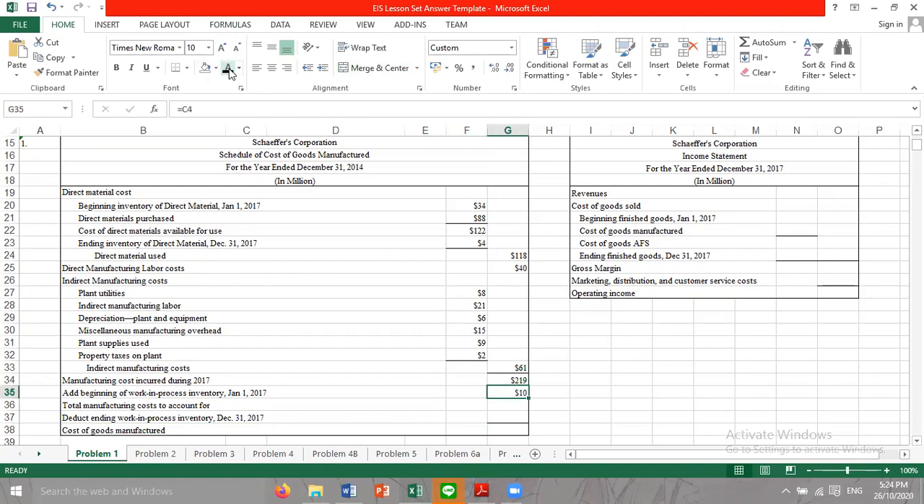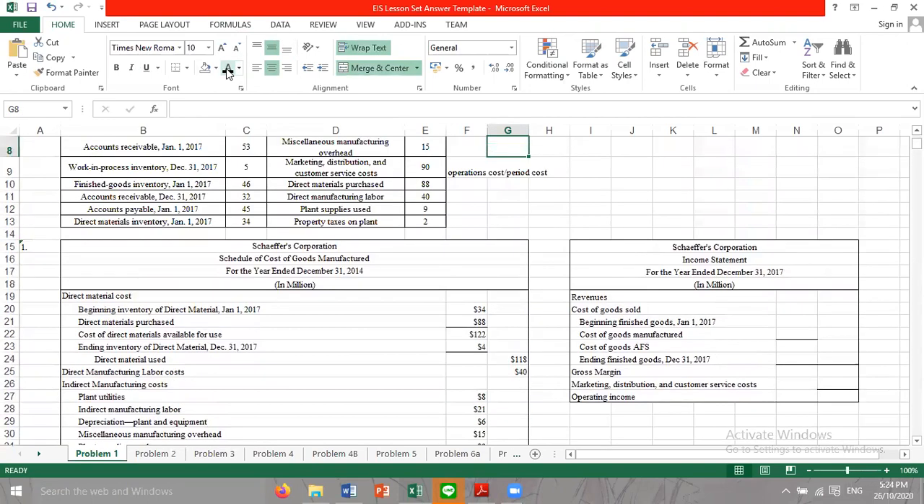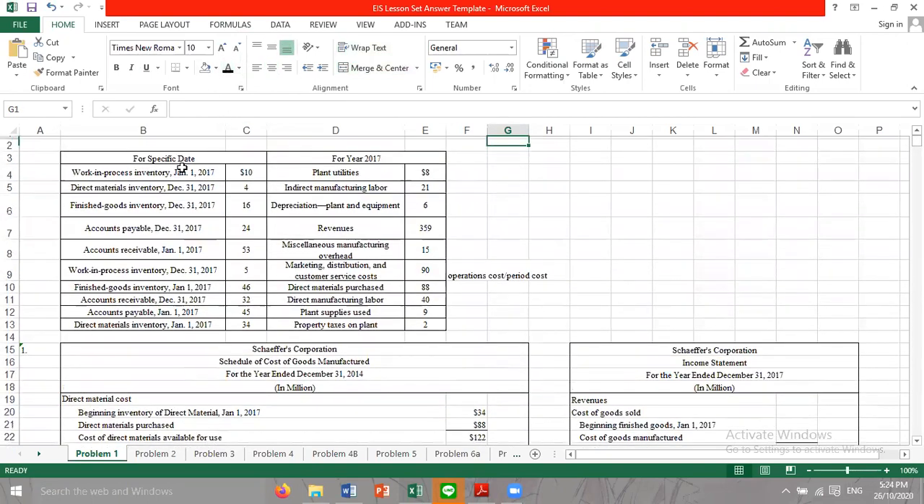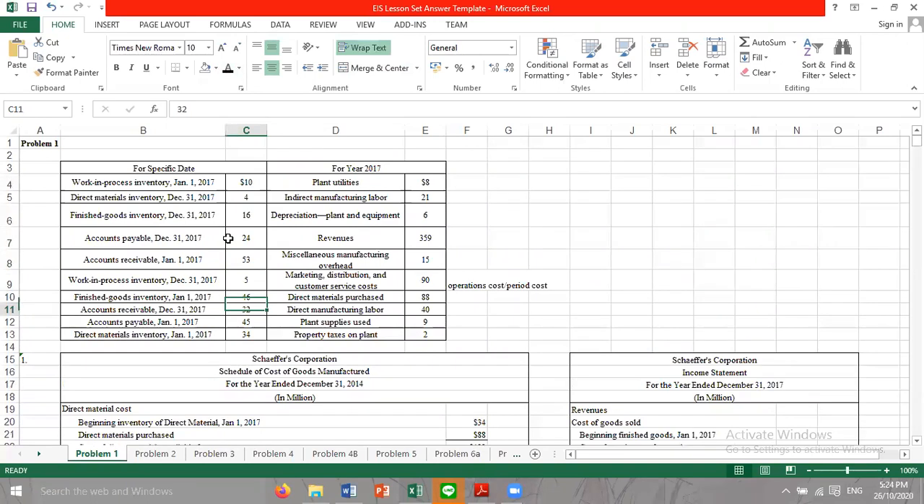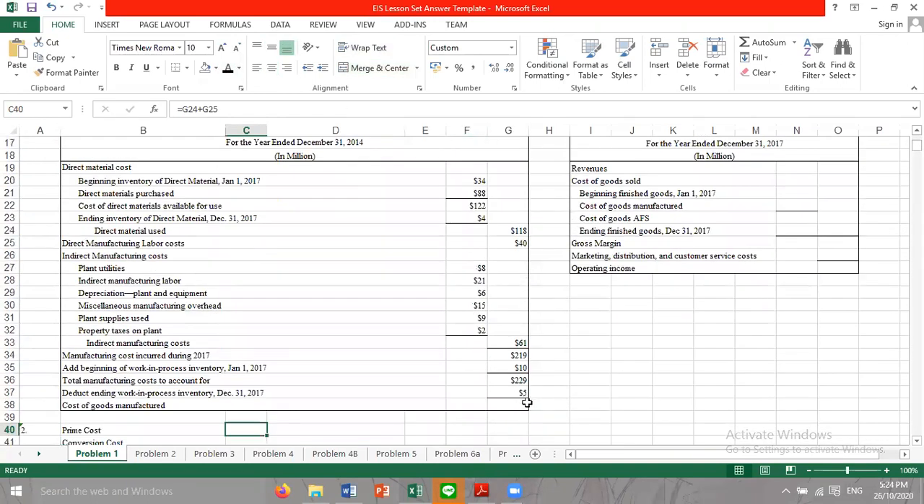So we just simply need to add it, 219 plus $10, and we'll get the total manufacturing cost to account for. Then we deduct the ending work in process inventory because we want to know the cost of goods manufactured, which is already transferred to the finished goods inventory. It's $5 based on the question. It's right over, where is it? Here, there we go. And we'll get the cost of goods manufactured of $224.